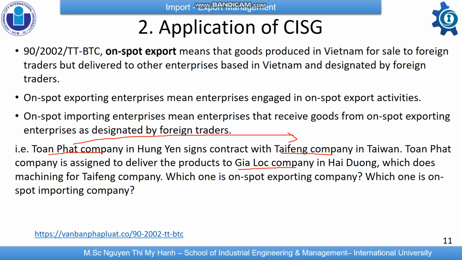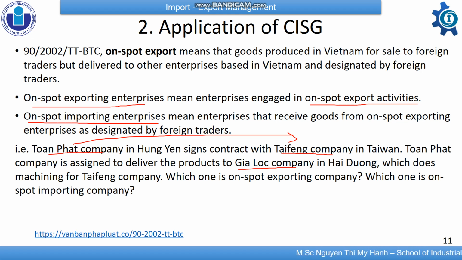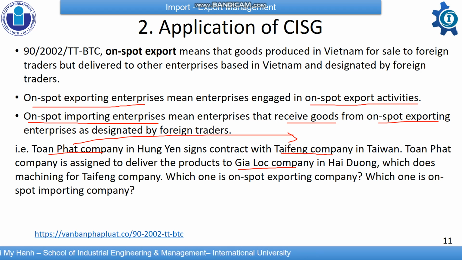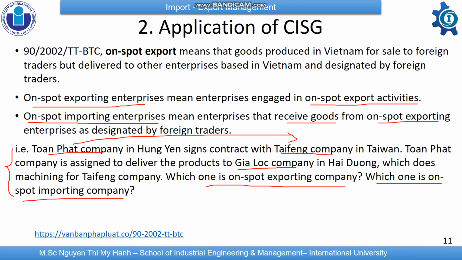On-spot export. Okay? An on-spot exporting enterprise is the enterprise that engages in on-spot export activities. An on-spot importing enterprise is the enterprise that receives the goods from the on-spot exporting enterprise as designated by the foreign trader. So go back to this example. Please let me know which one is the on-spot exporting company and which one is the on-spot importing company.